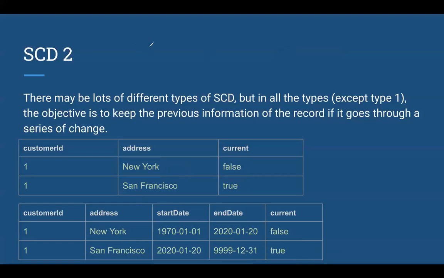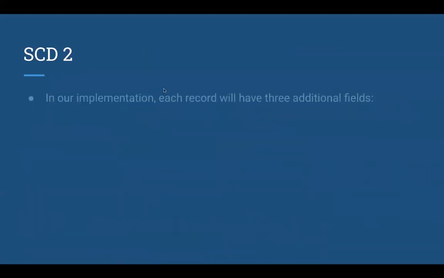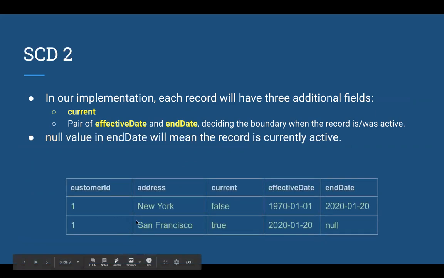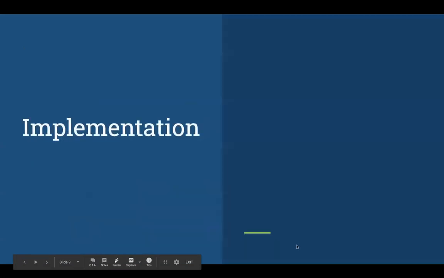So what we are going to do in this implementation is follow this kind of structure, where each record will have 3 additional fields. One is the current flag, which means whether the record is currently active or not, and a pair of start and end dates. We will call our start date the effective date, which is when this record became valid, and the end date is when this record became invalid or expired. If the end date is null, it means it has not expired yet. So we are going to do this kind of implementation, and the next video will cover how we implement it in Databricks.